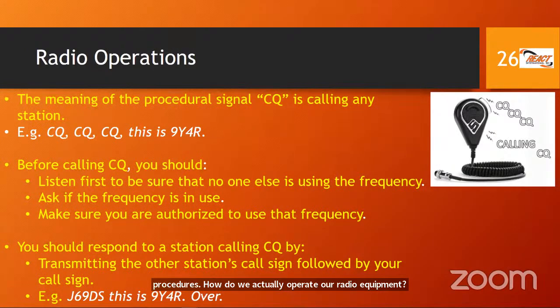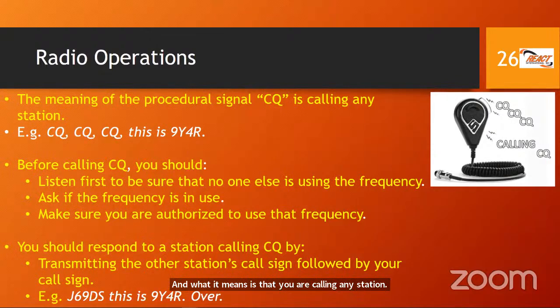So we also need to be aware of the term CQ in amateur radio. It's a pro word or a procedural signal. And what it means is that you're calling any station. So you may not know the call sign of a station.